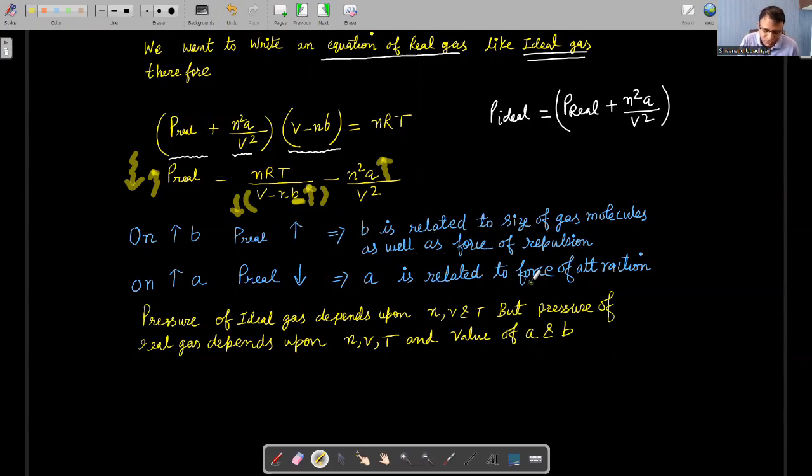A is related to force of attraction. So the main point here is when we discuss ideal gas, we are saying that pressure of ideal gas is equal to nRT by V. So pressure of ideal gas depends on number of moles, temperature, and volume.